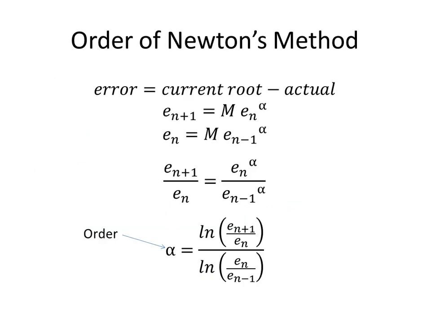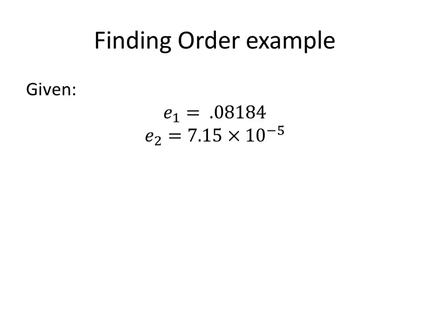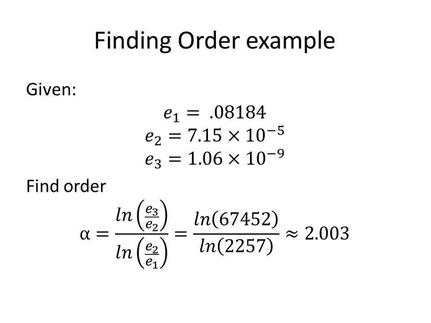Now let's talk about the order of Newton's method. As you might remember from my bisection video, the order alpha is equal to the natural log of some error division divided by the natural log of another error division. And so all we need is 3 errors to figure out what our order is. So if we are given 3 errors, and we want to find the order, we simply plug those in and come up with an alpha of about 2.003. Now this is saying that the order of Newton's method is quadratic, which is true.